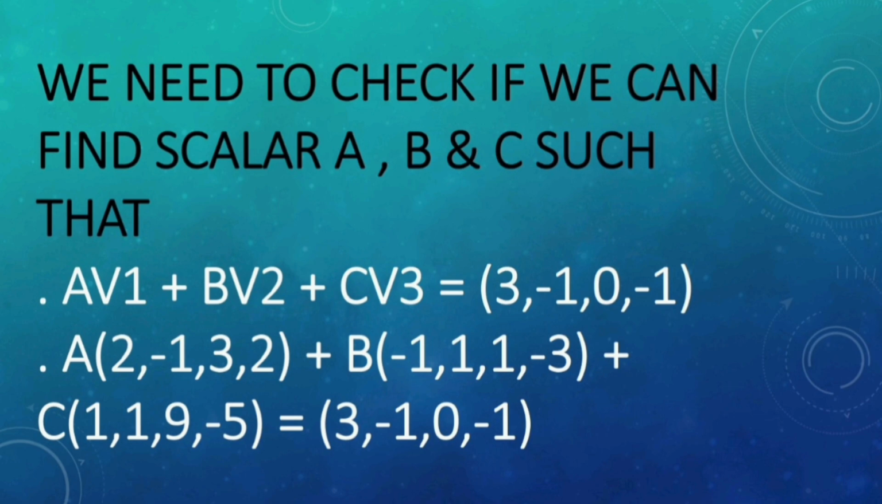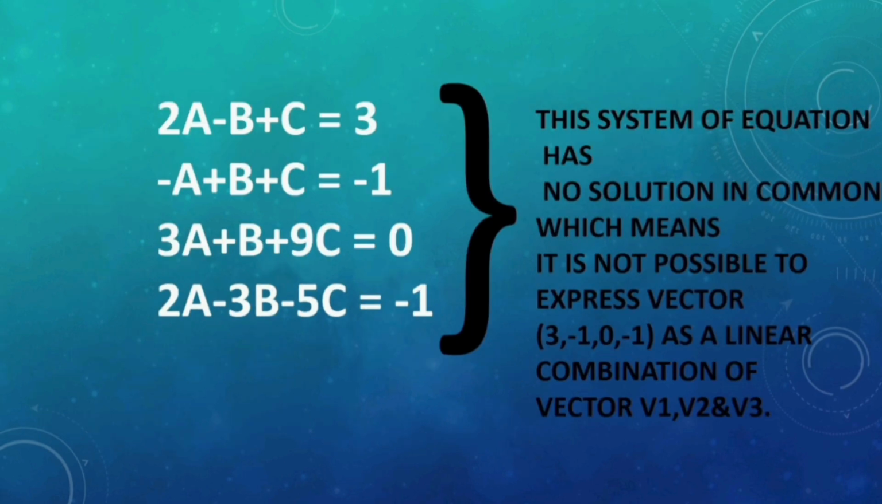The position of each value present inside the brackets holds the equal-to value on the right side. So minus a plus b plus c equal to minus 1, 3a plus b plus 9c equal to 0, 2a minus 3b minus 5c equal to minus 1. Now when you solve these 4 equations, or when you simplify for getting the solution of a, b, c, there is no solution in common.